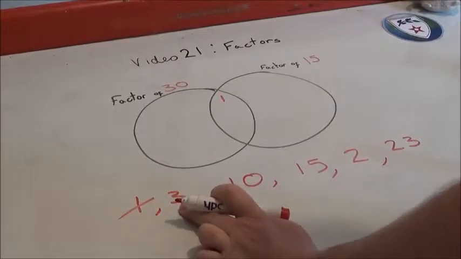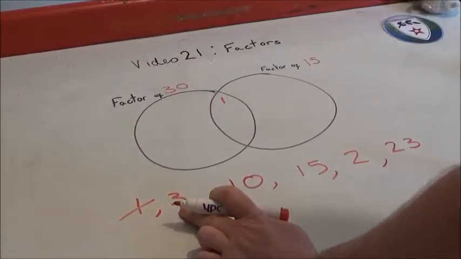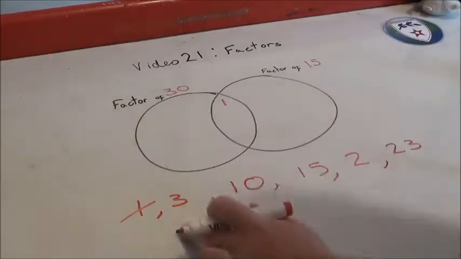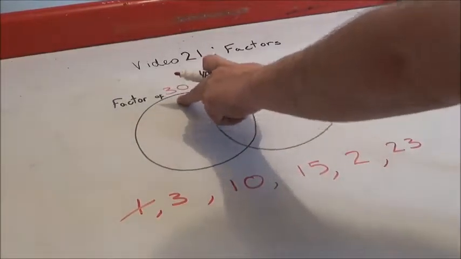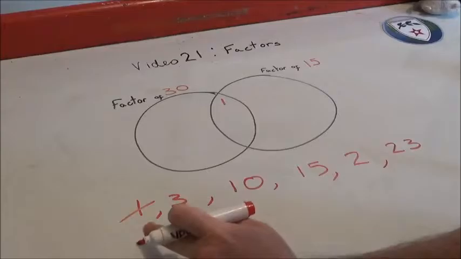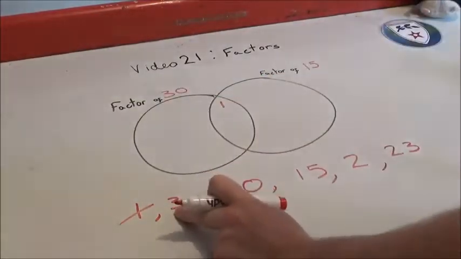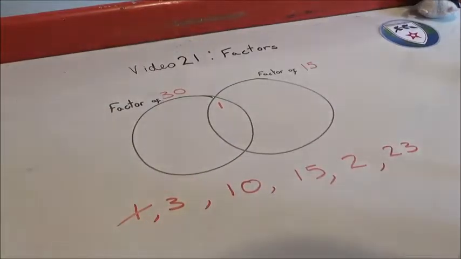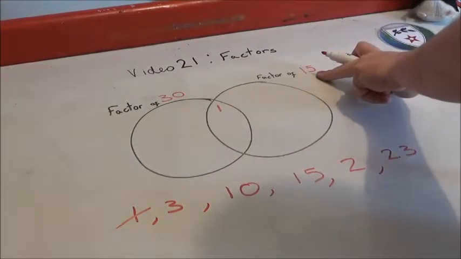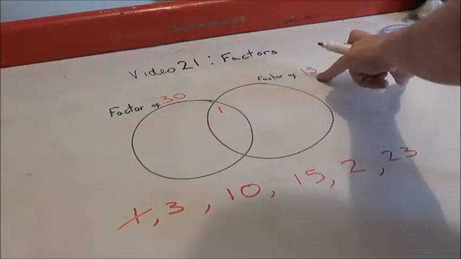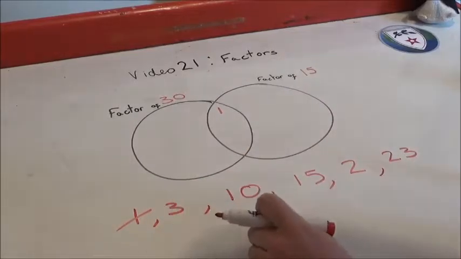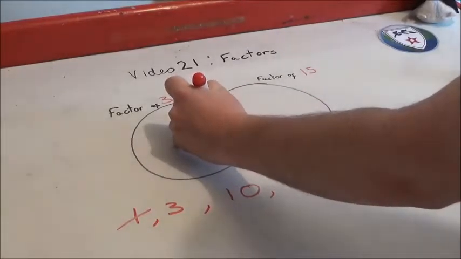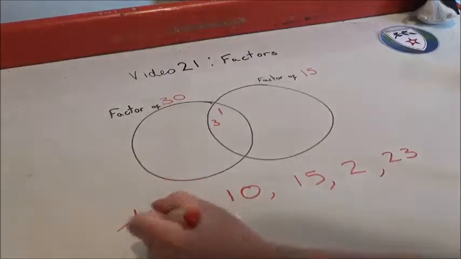Moving on to 3. Can I times anything by 3 to get me to 30? Or similarly, thinking the other way around, can I divide 30 by 3 and not have a remainder? Well, 30 divided by 3 is 10, there's no remainders, so that is definitely a factor of 30. But it's also the same thing for factor of 15. 15 divided by 3 is 5, with no remainders, so 3 must go in the middle.